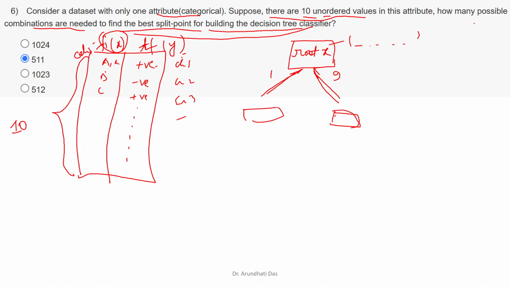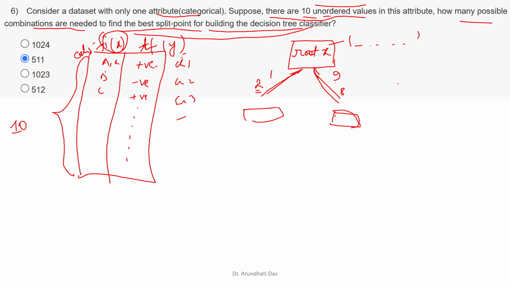Here the question is asking how many possible such combinations. So one combination is what? 9, because total is 10. Another combination is that the left hand side of this edge may contain two attribute values. Then the right hand side of this edge will contain 8 attribute values. Okay, so if we try to generalize it, how many values are there?